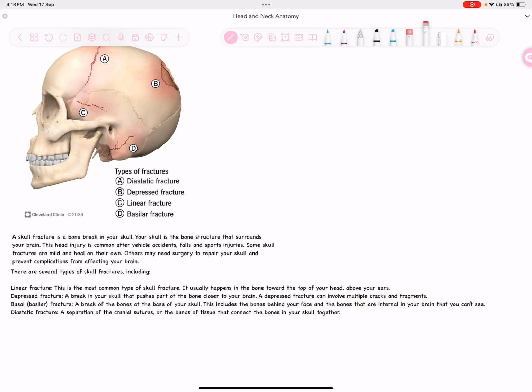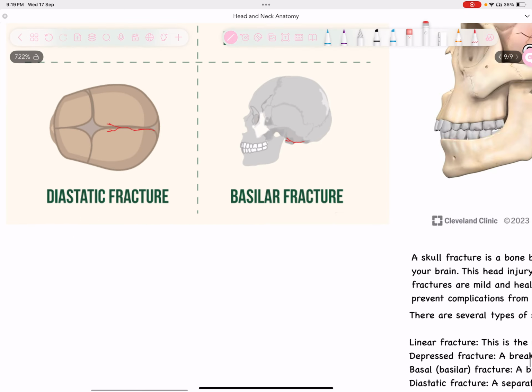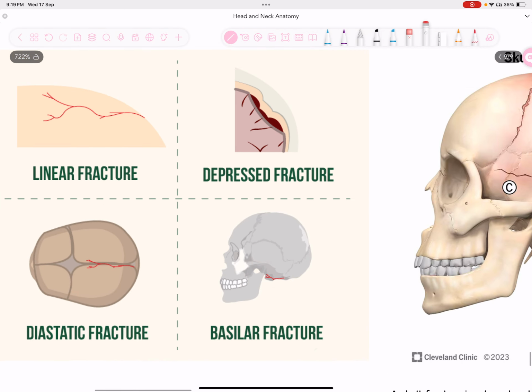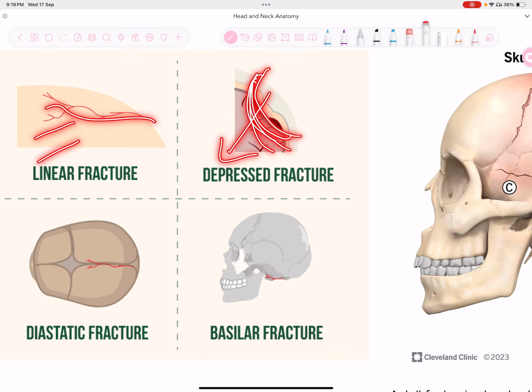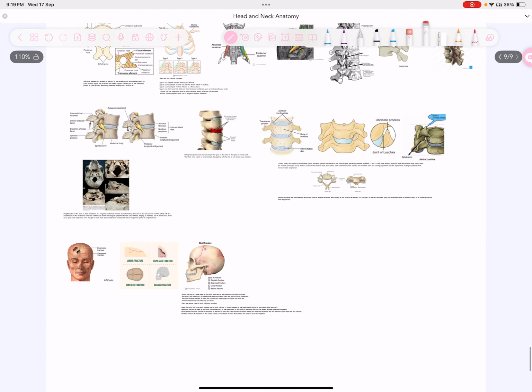Now talking about the basilar fracture, that's a break of the bones at the base of your skull. This includes the bones behind your face and the bones that are internal in your brain that you can't see. So at the base of the skull. So base of the skull is basilar, depressed moves part of the skull closer to the brain, and this is a linear fracture. So it's the most common. It's basically a line. So that's pretty much it.